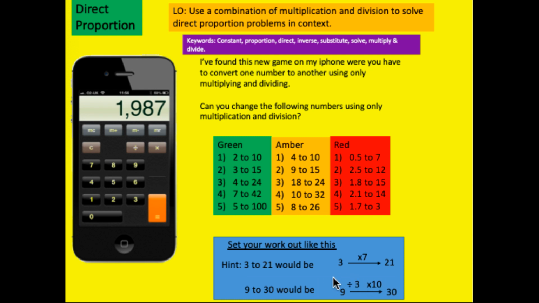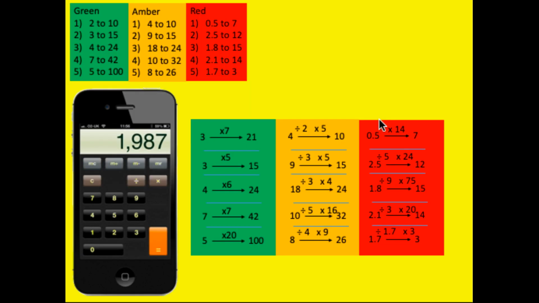So have a little go at that. Maybe pick some of the green ones to have a go at, some of the amber and then some of the red. Off you go with that. Pause now to have a go at those. Okay, I'm going to put the answers for these up. So here's the answers to those. Mark those in green, the ones that you had a go at.